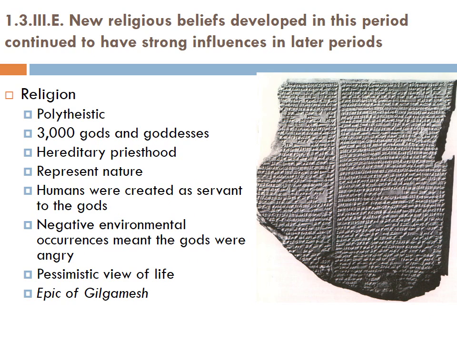1.3.3.e looks at new religious belief systems developing in this period, and they have strong influences in later periods. Religiously speaking, they're polytheistic as well. Over 3,000 accounted gods and goddesses in the Mesopotamian world. Many of them are associated with priesthoods that are built around that. Hereditary priesthoods through families, right?